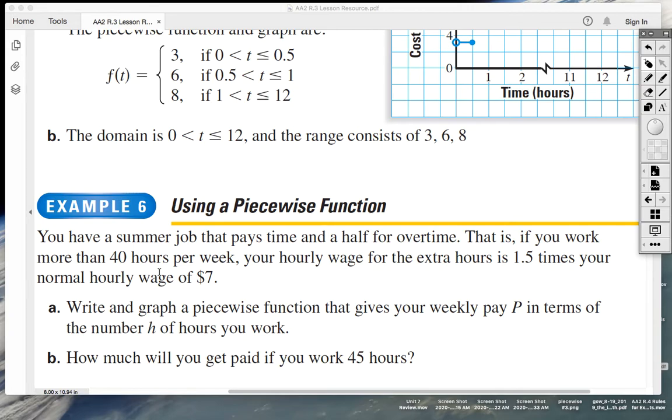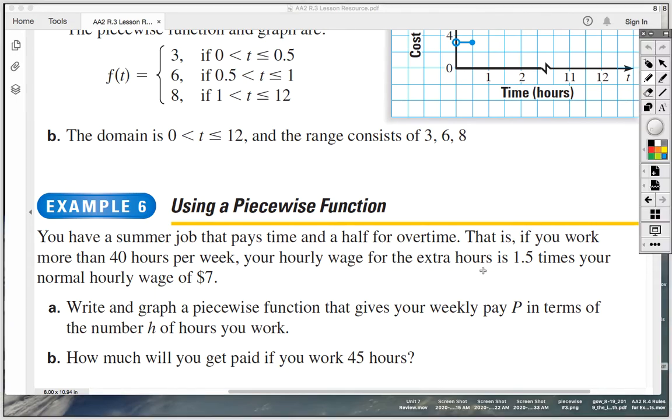So, if you work 0 hours, do you get paid anything? No. So this is going to be when x is not equal to 0. Now, for everything that you do up to 40 hours, you get paid $7 per hour.